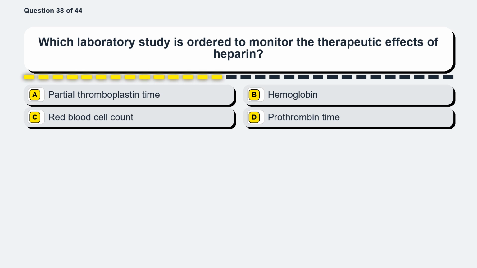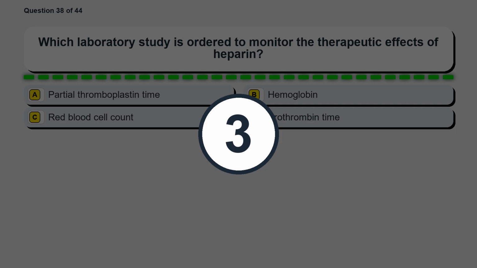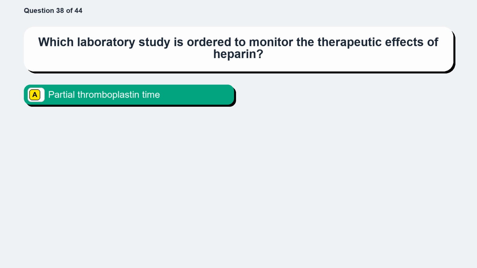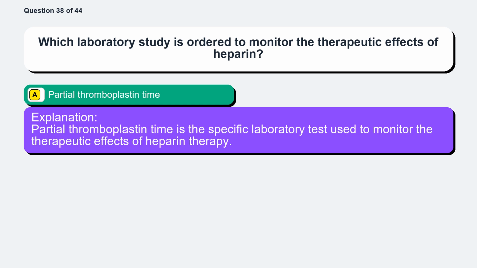Option A, partial thromboplastin time. Option B, hemoglobin. Option C, red blood cell count. Option D, prothrombin time. The correct answer is option A, partial thromboplastin time. Partial thromboplastin time is the specific laboratory test used to monitor the therapeutic effects of heparin therapy.